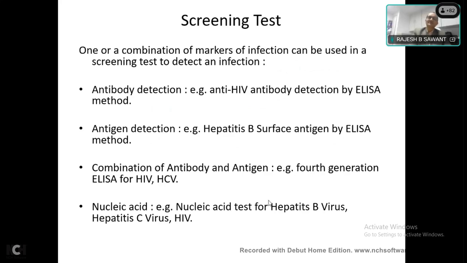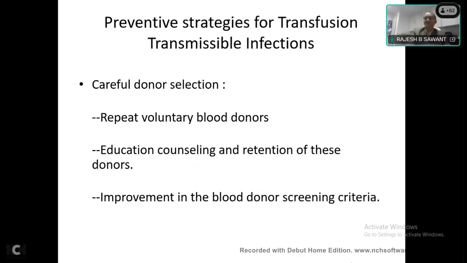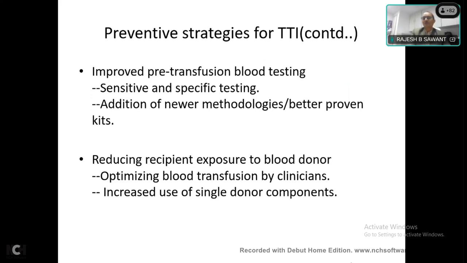Of course, now we have nucleic acid amplification testing, the molecular testing for hepatitis B, C, and HIV, and that can be quite useful. It has narrowed down the window period of transmission to a few days. For HIV, it has come down to as little as just 3 days. So the strategy we use for TTI prevention is careful donor selection. Though you have the best test available, if your donor is truthful and reveals all high risk behavior, then there is absolutely no risk of transfusion transmissible infections.